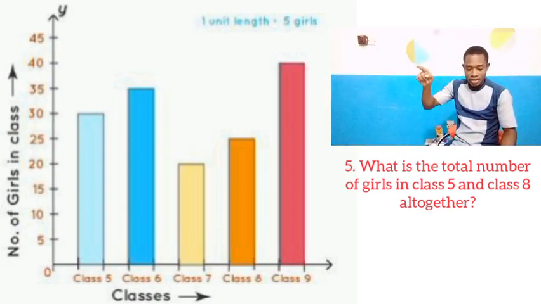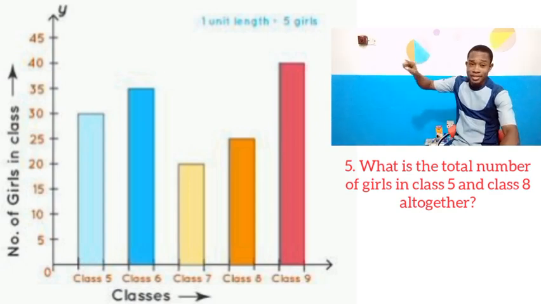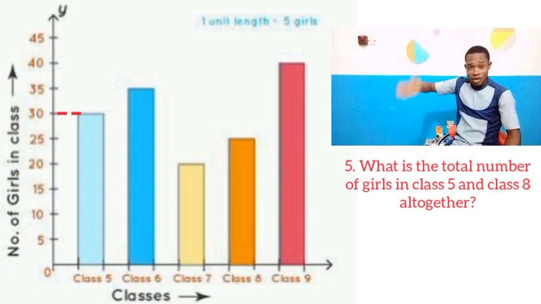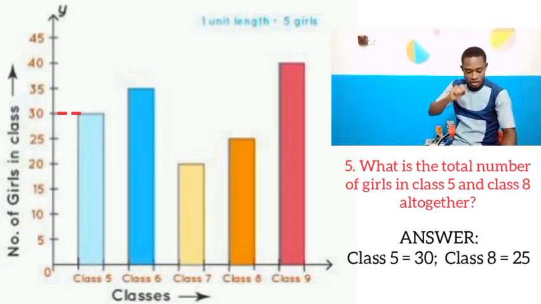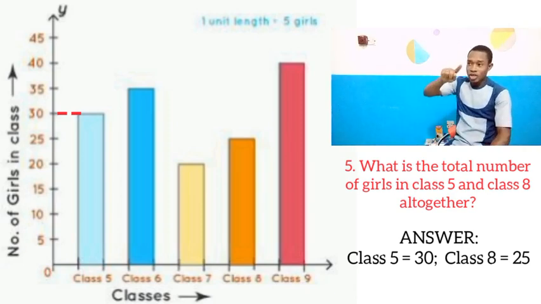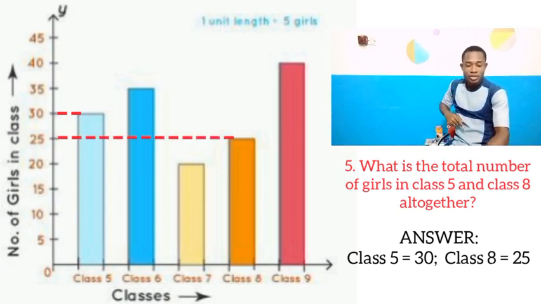chart, you notice that if you trace it to the y-axis, to the frequency, to the vertical line, where you have the number of girls, okay? In class 5, we have 30 girls there. So take note, 30 girls in class 5. Then class 8, let us check the rectangular bar for class 8. How many girls? Let's trace it now. Watch the tracing to the vertical axis. Good. It gave us 25. So there are 25 girls in class 8.